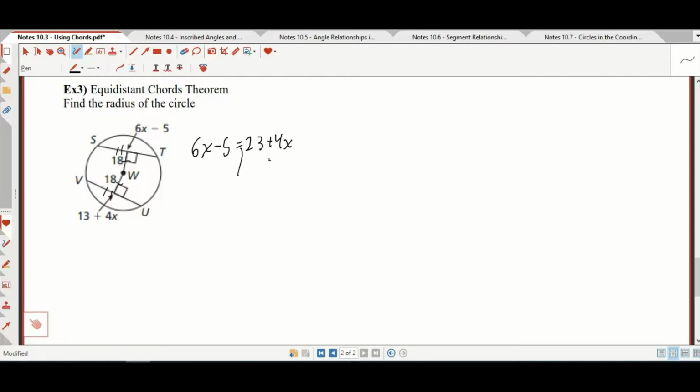I have a suspicion of something here, which we'll talk about in a minute. Subtract 4x from both sides. 2x minus 5 equals 13. Add 5. 2x equals 18. Divide both sides by 2, and x equals 9. So x equals 9.